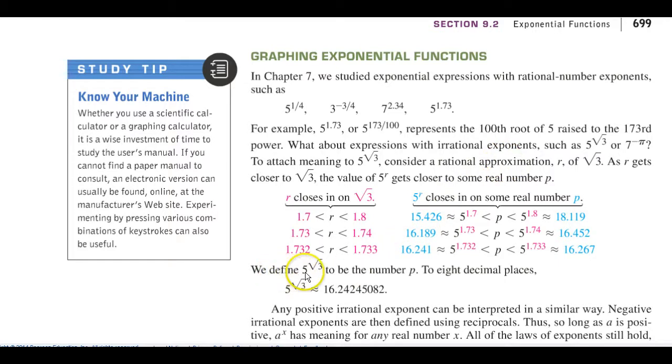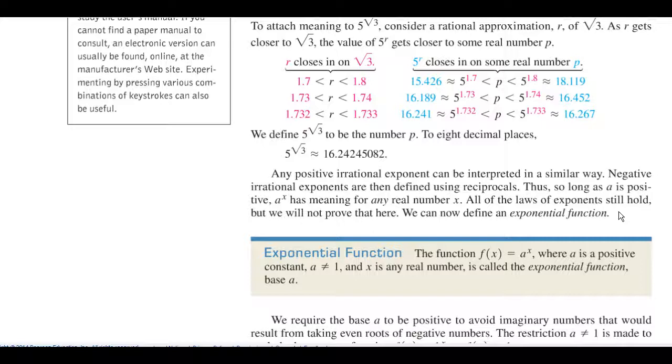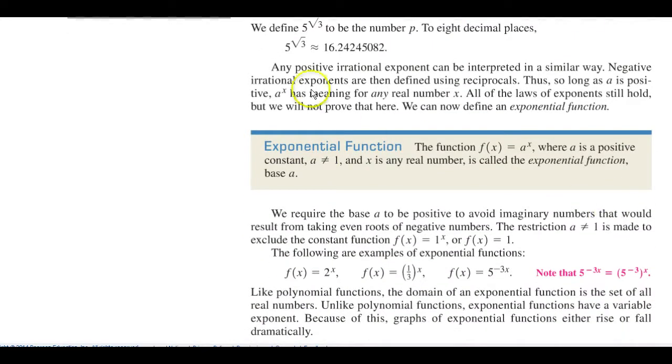we define then 5 to the exponent square root of 3 to be the number p, that is to 8 decimal places. And we'll be hearing more of that later. Any positive irrational exponent can be interpreted in a similar way. Negative irrational exponents are then defined using reciprocals.